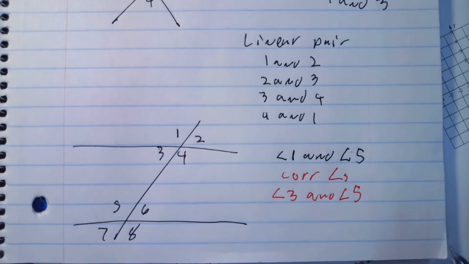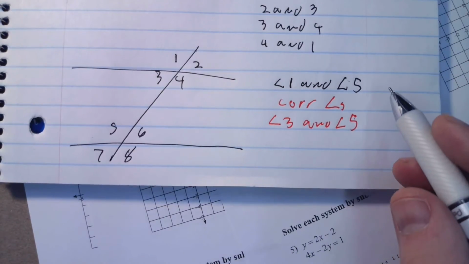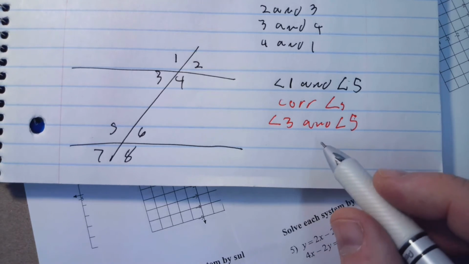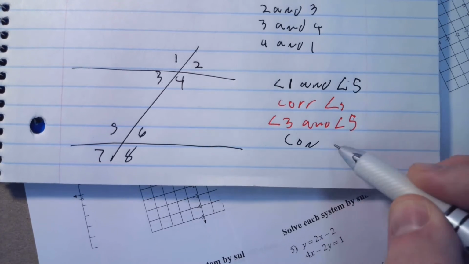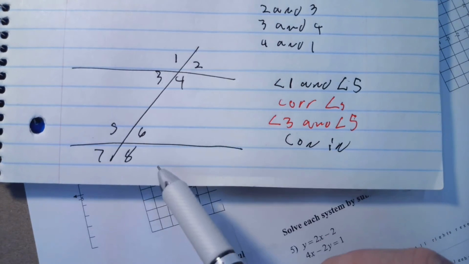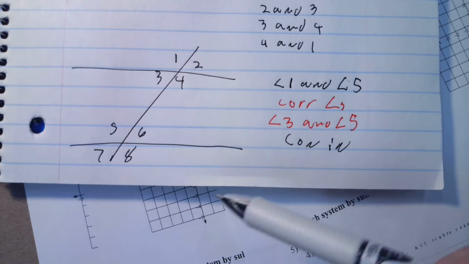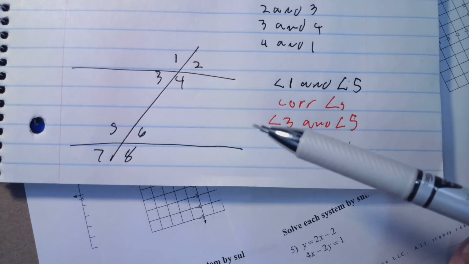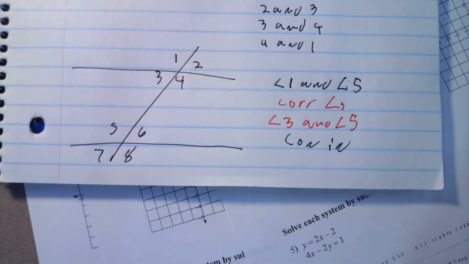How about angle 3 and angle 5? Write it down. Say it, what is it? Consecutive interior, right? Okay, 1 and 8. Alternate exterior. Okay, that's stuff to study. There are videos, and there are definitely some notes you should have already on this. So that's one part of it.